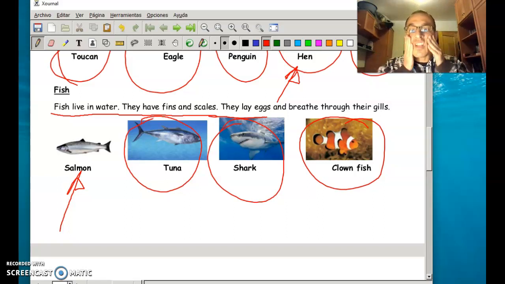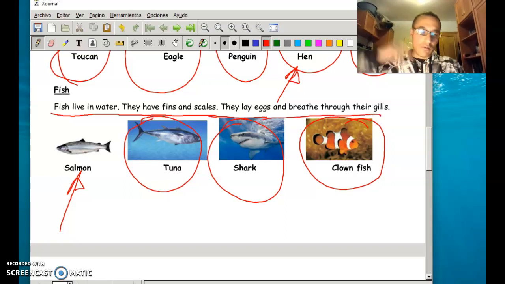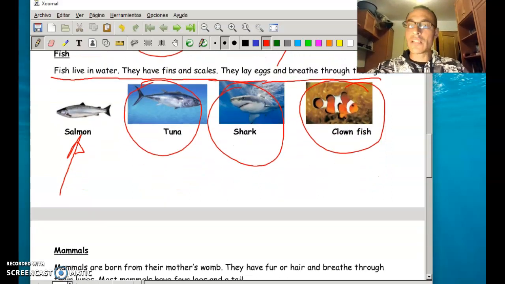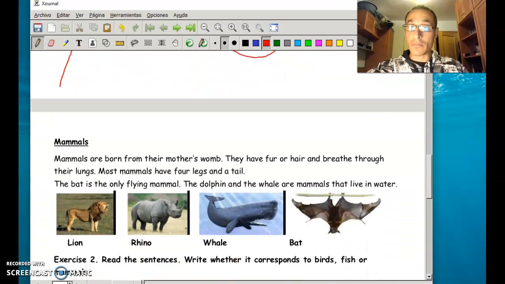Look, fish, they don't have lungs. They have gills. They've got branquias, right? So they breathe through the gills. Okay, that's it. Let's move on. Let's continue, and let's see some information about mammals.